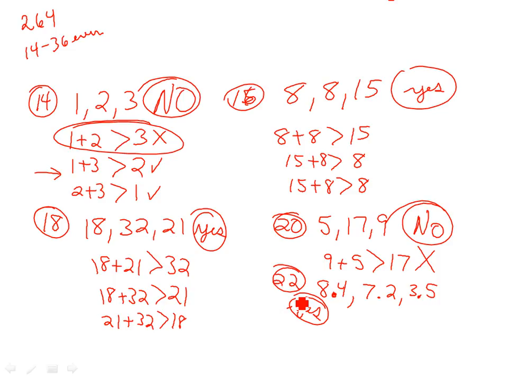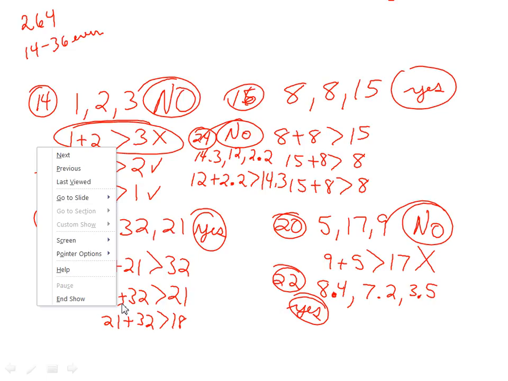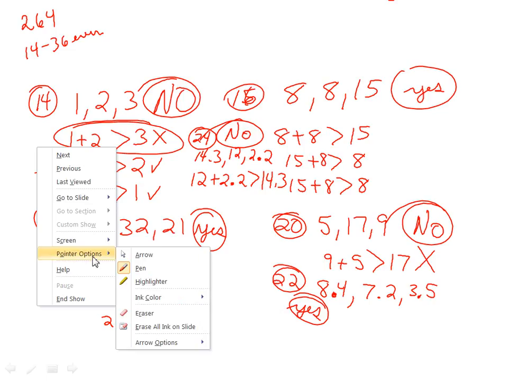And 24. We got 14.3, 12, and 2.2. No. Why not? Because 12 plus 2.2 is not greater than 14.3, so 24 would be no. Guaranteed on the test, there's a whole bunch of problems just like that.